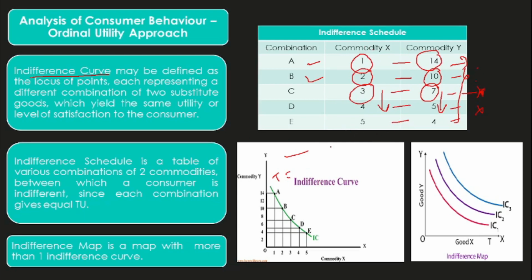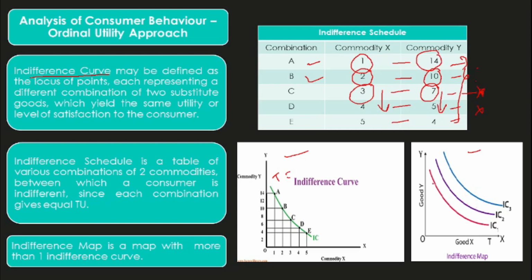Okay, so when we have more than one indifference curve and we place them on the graph, it becomes an indifference map. These are different indifference curves: IC1, IC2, IC3.